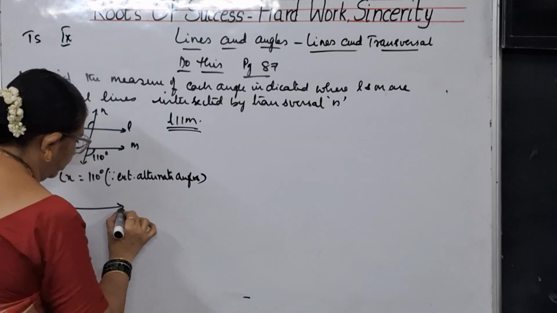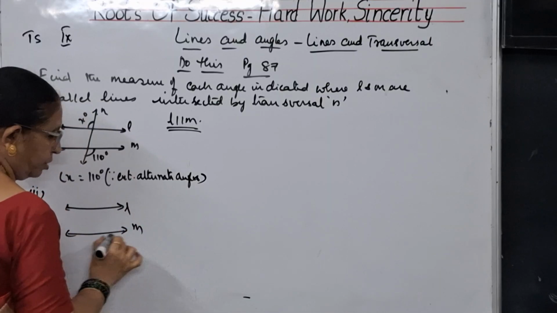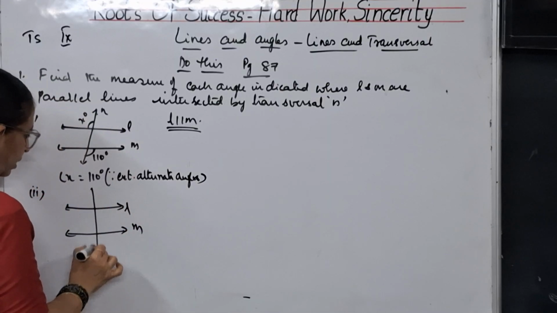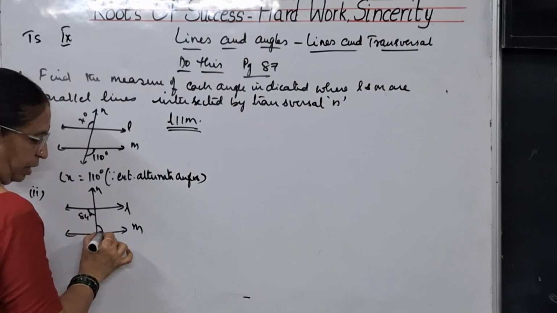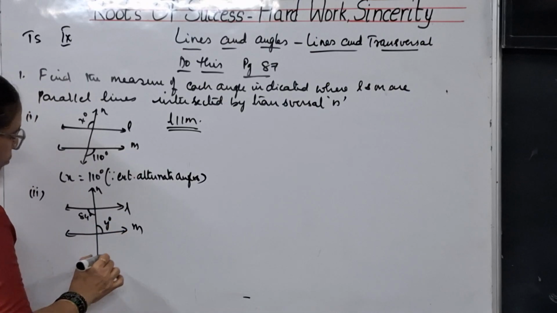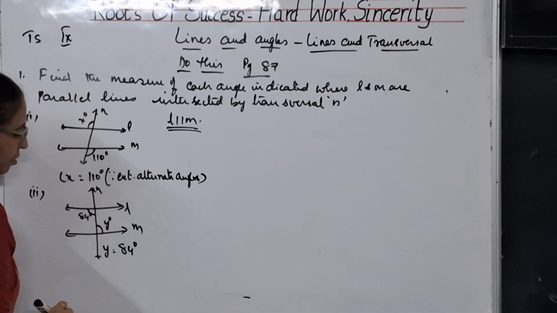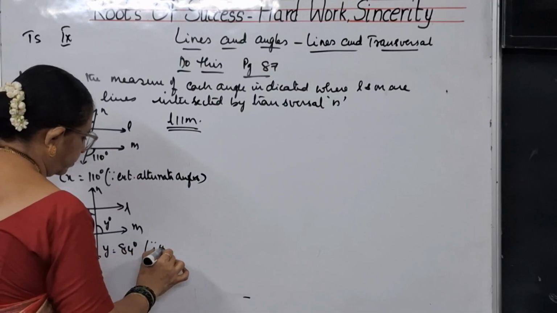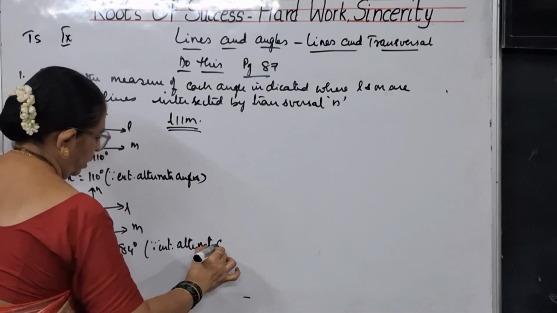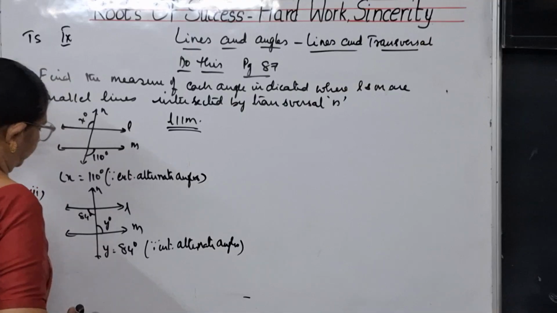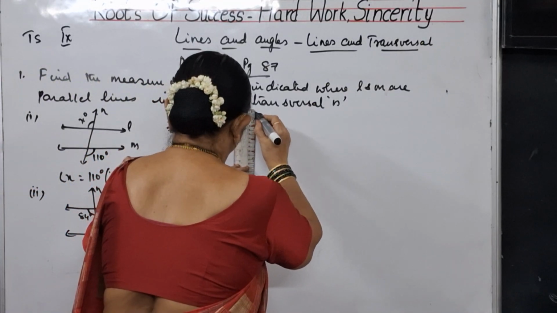So the next problem is the second bit. You have got L and M, and you have got a transversal N, and here this is 84 degrees and this is Y. So we will be saying here also Y is equal to 84 degrees. Why is it? Because they are interior alternate angles. So this is the reason why you could say that these two are equal. Next, third bit.